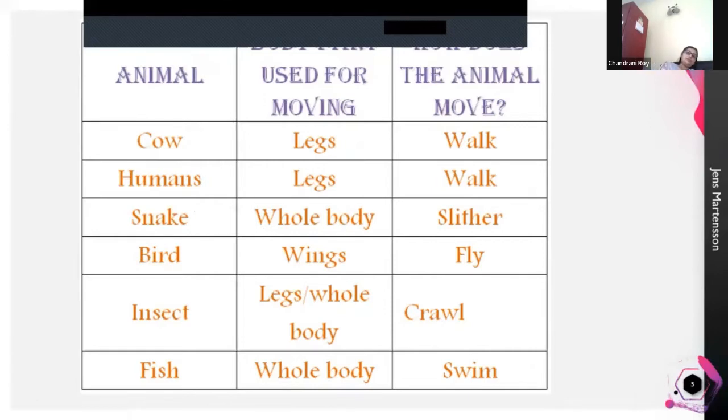We can also tell them about body movements. We can give them an idea of the difference between movement and locomotion, where movement refers to generally moving any part of the body in relation to another part, whereas locomotion is changing from one location to another. So we can also differentiate between movement and locomotion.